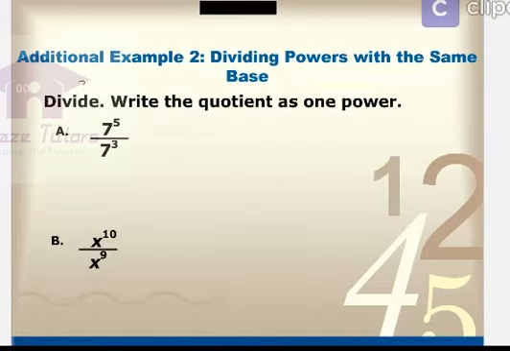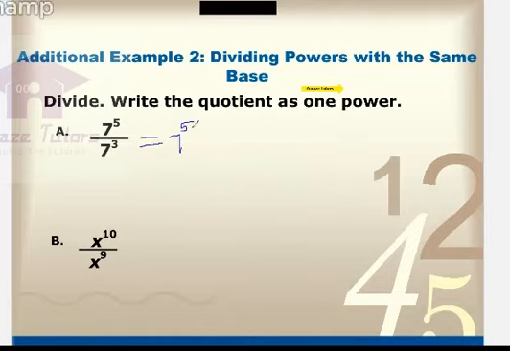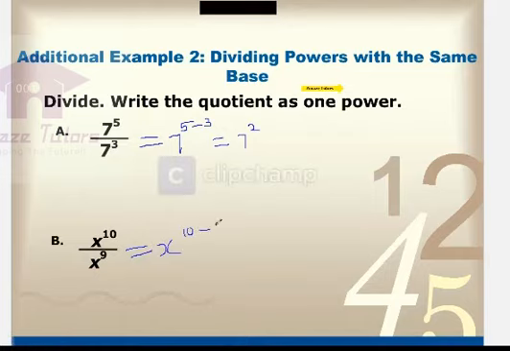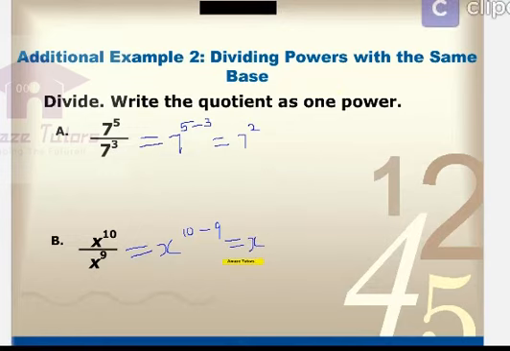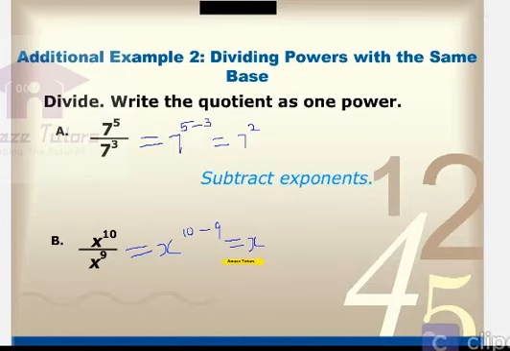I hope you understood. Let's look at some examples on dividing powers with the same base. Divide and write the quotient as a single power. So what would be the answer for the first one? Subtract the powers. That's it. 5 minus 3, which is 7 squared. Now second question, x power 10 minus 9, which is 1. So no need to write the power 1. If you simply write x, that is enough. So we simply subtract the exponents.